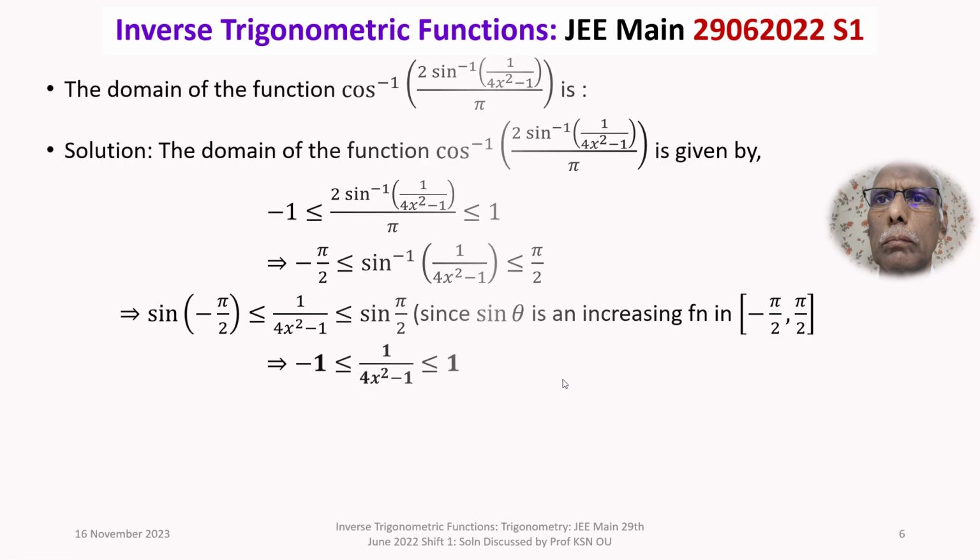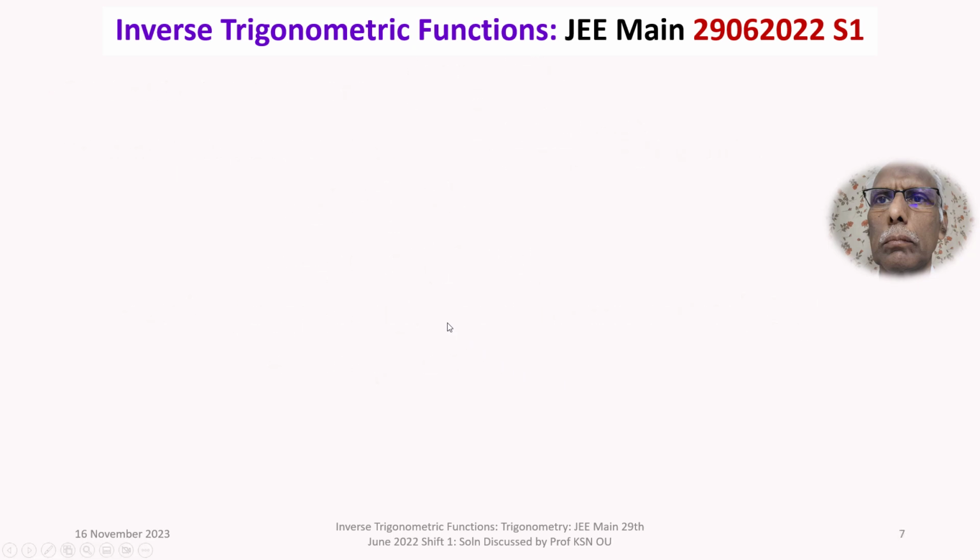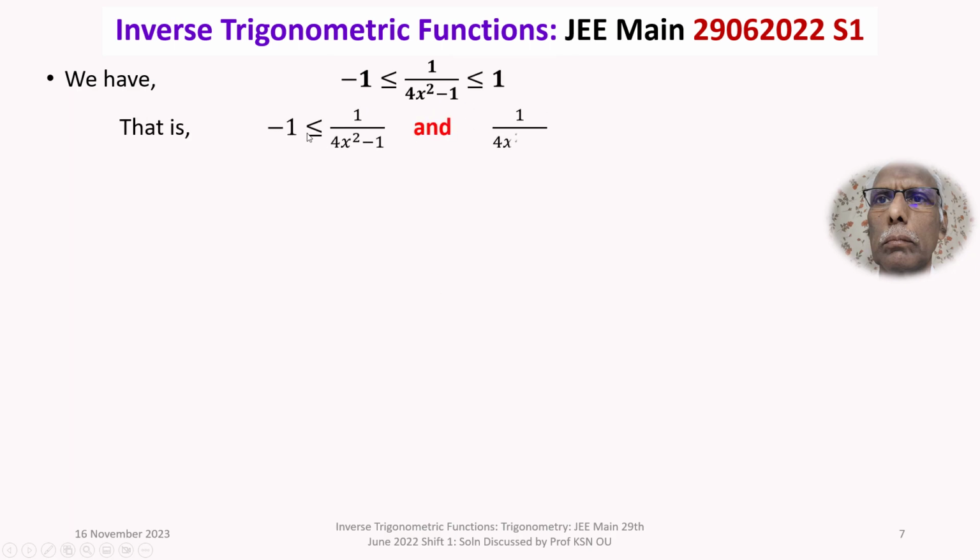We continue our discussion in the next slide. So this is what we have. Now we consider 2 branches. First is minus 1 less than or equal to 1 by 4x square minus 1, and 1 by 4x square minus 1 less than or equal to 1, this branch. So we consider 2 cases. Case 1 is this one. We take minus 1 less than or equal to 1 by 4x square minus 1.